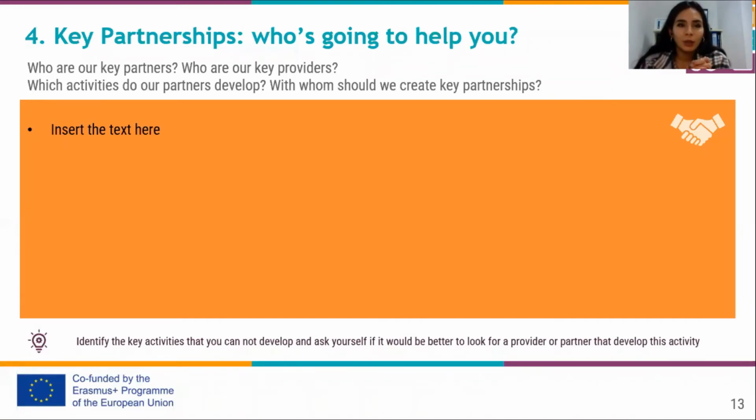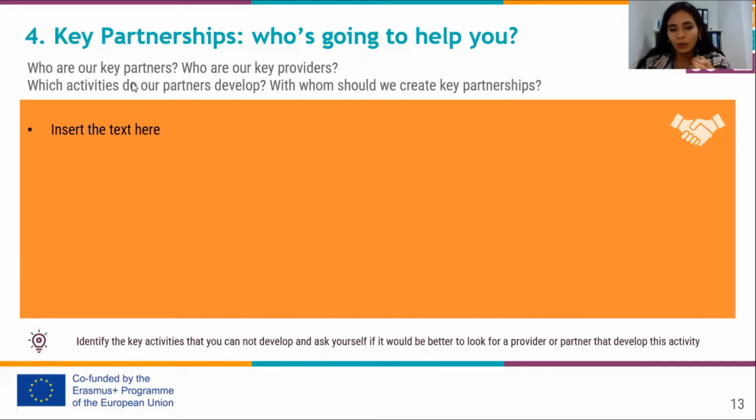The next point that we are going to develop in our business model canvas is the key partnerships. The key partners are going to be those businesses, those people that are going to help us to reach or to obtain all these resources that we cannot obtain on our own, okay? So we have to ask ourselves who are going to be our key providers.